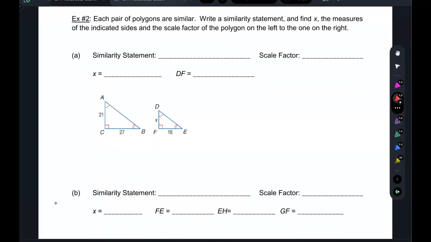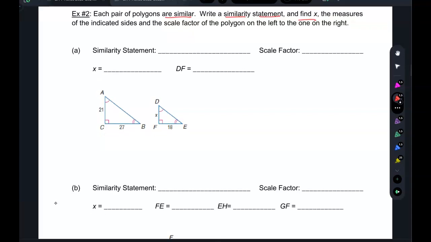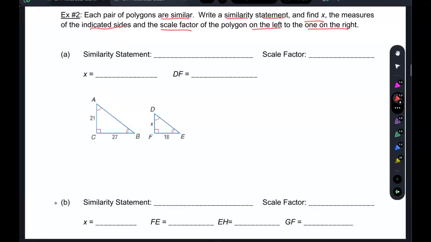Okay, each pair of polygons are similar. So they're telling us that they're similar. We want to write a similarity statement, find x, and measure of the indicated sides and the scale factor. Scale factor of the one on the left to the one on the right. So it's important what order we put it in.